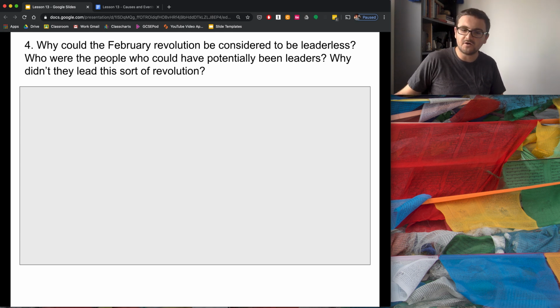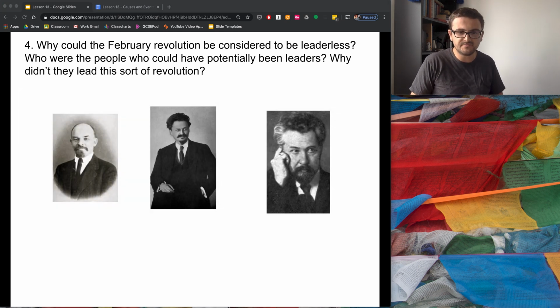Okay, again, I've got some clues for you. There you go. Take a look at these images, change colour, and answer the question.